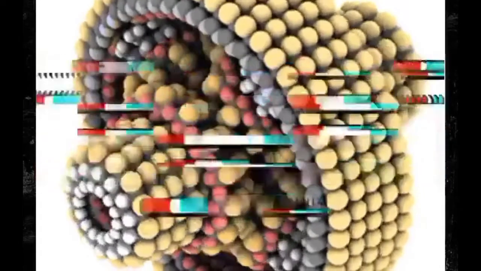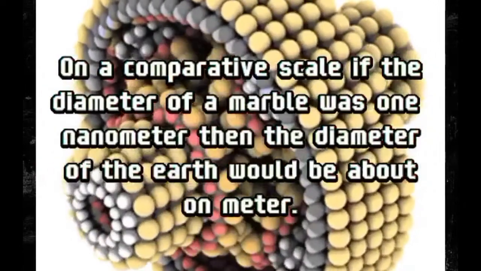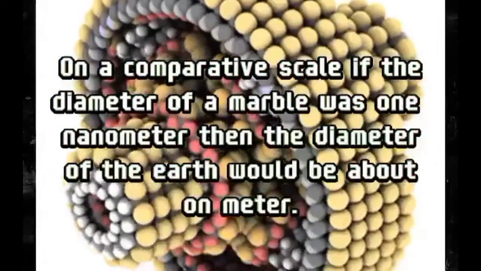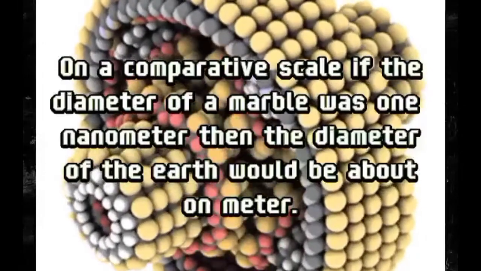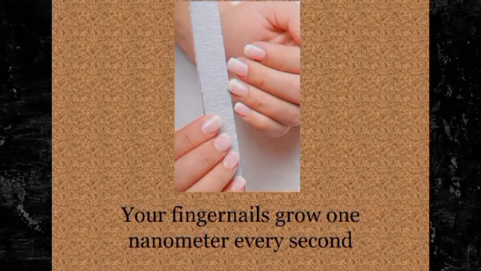On a comparative scale, if the diameter of a marble was 1 nanometer, then the diameter of the Earth would be about 1 meter. Lastly, 1 nanometer is about as long as your fingernail grows in 1 second.